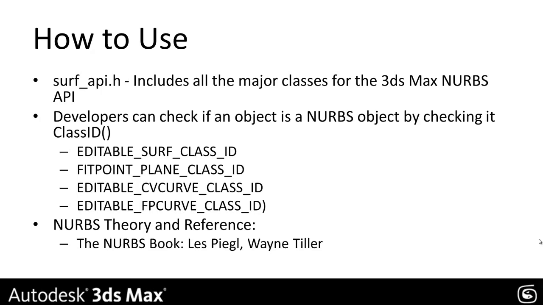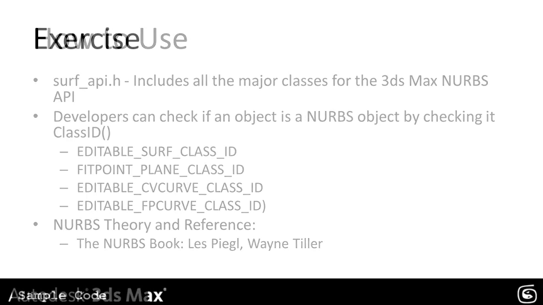And at runtime, you can also check to see if an object is a NURBS object by checking its class ID. So these are the high-level fundamental class IDs here: editable surf class, fit point plane class, editable CV curve class, and editable FP curve class. All of the NURBS math that is used in 3ds Max was pretty much taken from this NURBS book by Les Piegl and Wayne Tiller. So if you want the really nitty-gritty, deep details, that's a good book to take a look at.